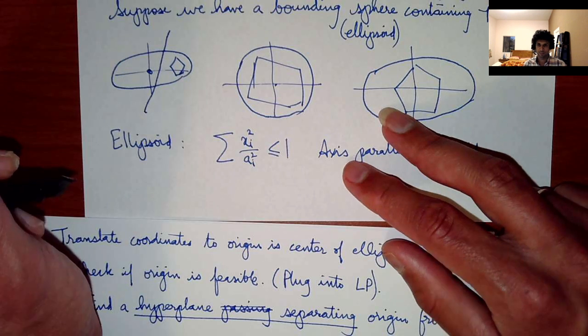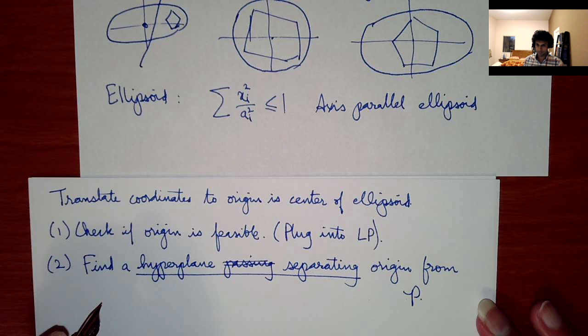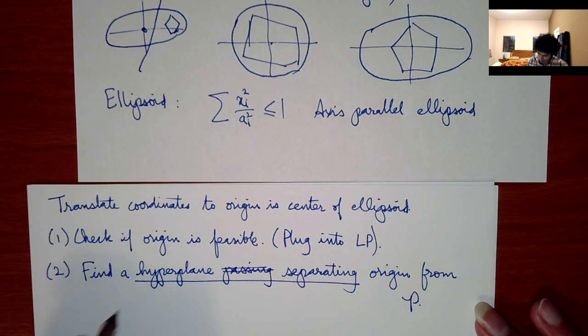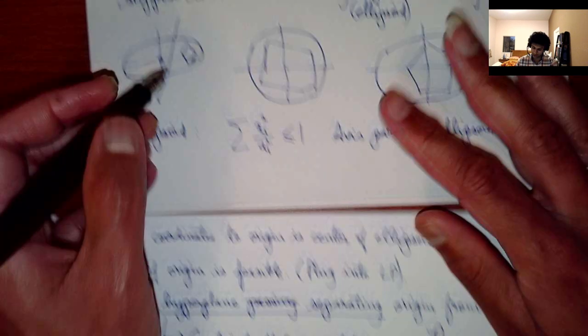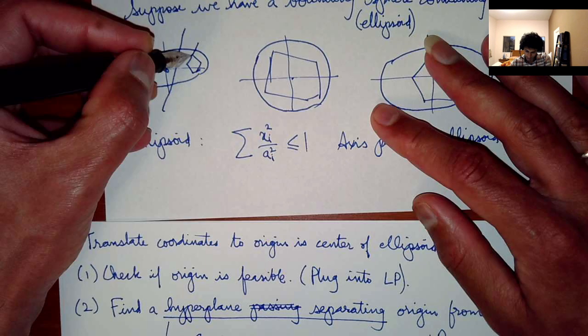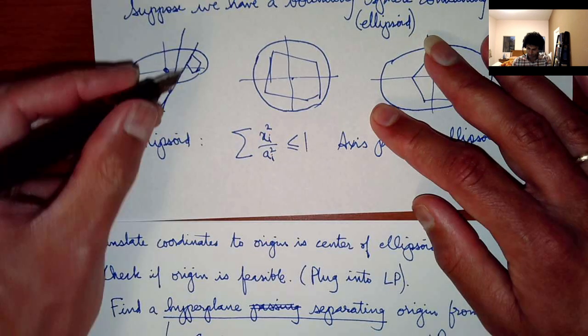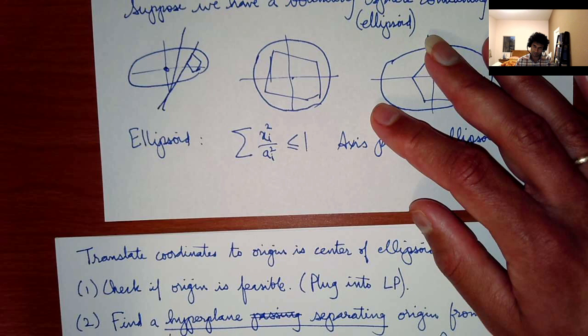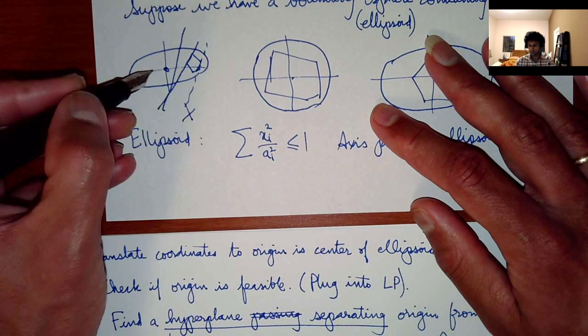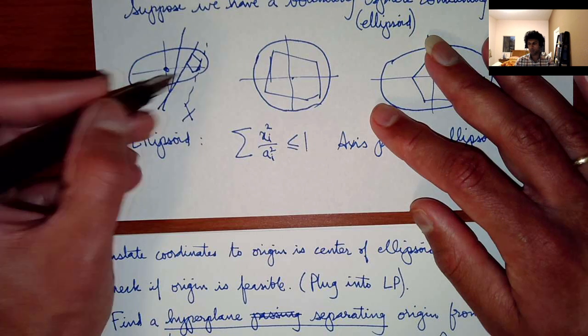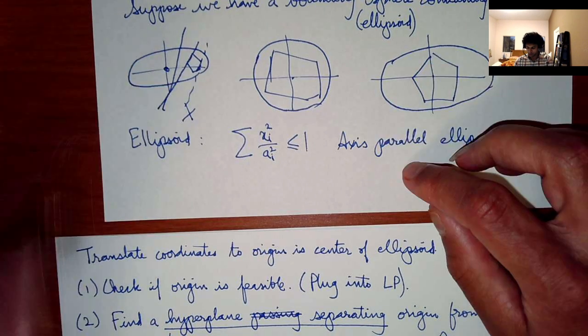Now how would you find such a hyperplane? This is given by a constraint that is violated. If you have a constraint that is violated, then that would be a separating hyperplane. So in this case, that could be a separating hyperplane, or even this could be. You have multiple separating hyperplanes. This is not a separating hyperplane because the polytope and the point lie on the same side. So you find a separating hyperplane.